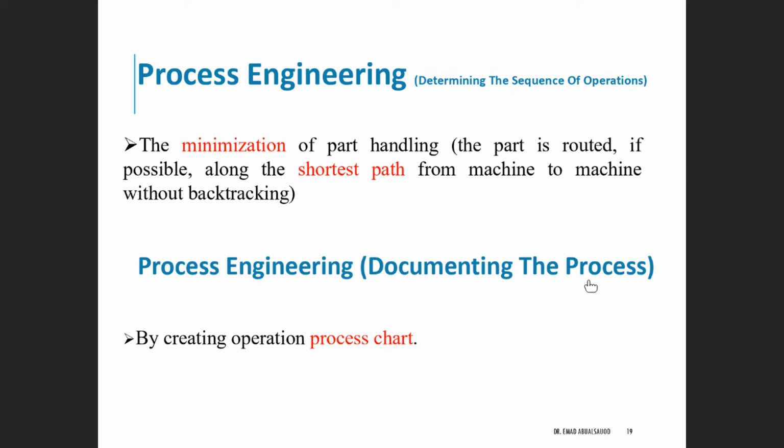The last step, which is process engineering, documenting the process. So you create a process chart. You have already now found the sequence. Now do it as a process chart or process map. So easily you can track your process, you can improve it, you can adjust it, and even you can train the new employees or laborers who are going to work in your plant. That was for the process engineering.